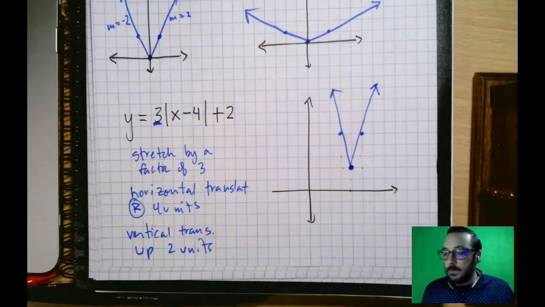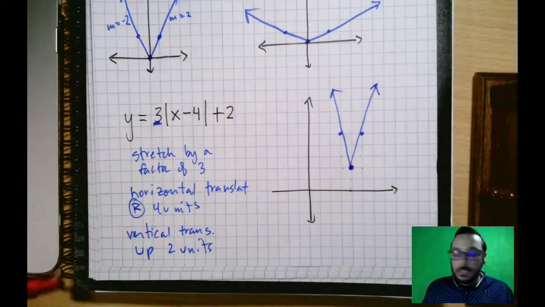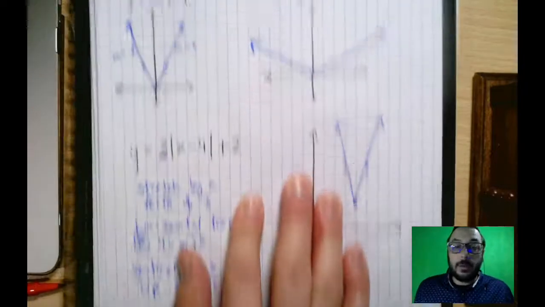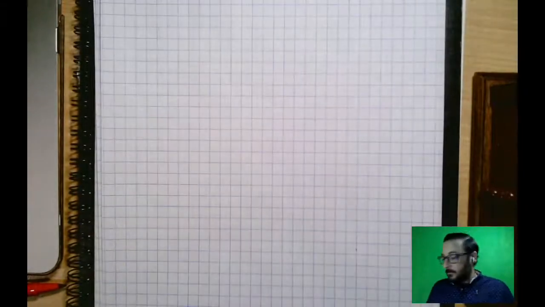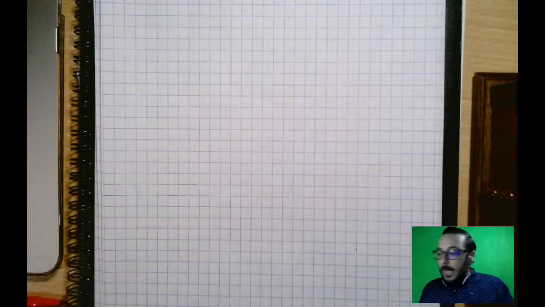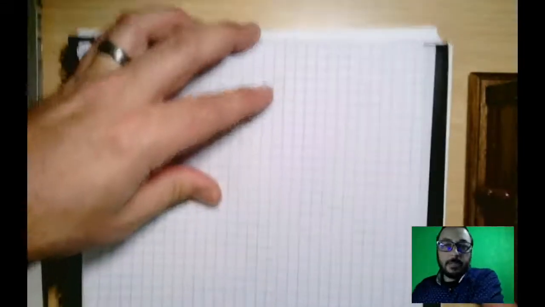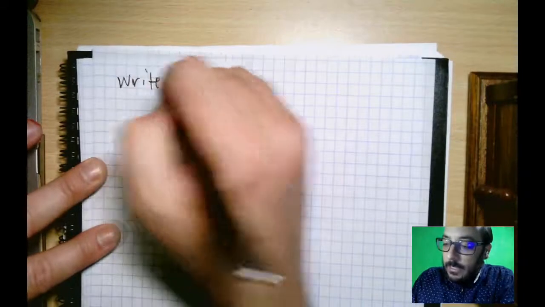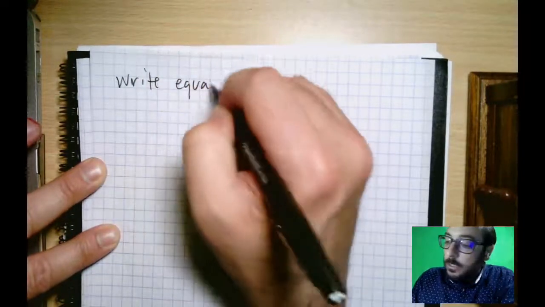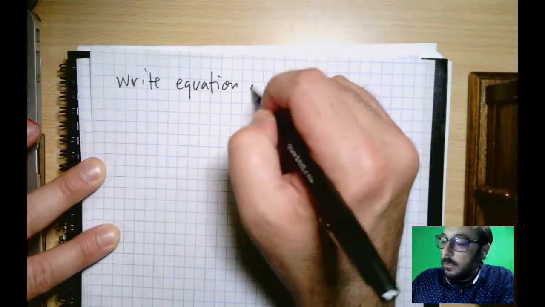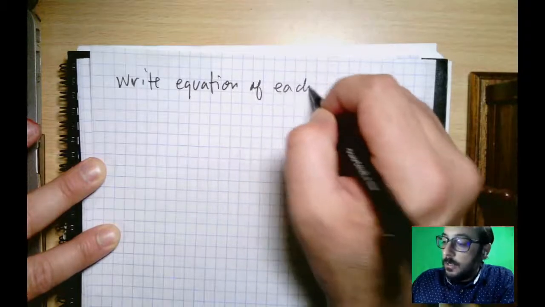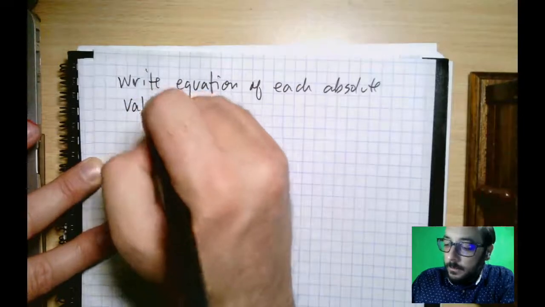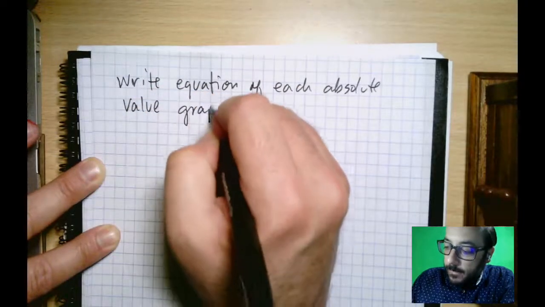Okay, I know I said that was the last one, but I have 2 more, and we're just going to talk about writing an absolute value equation from a graph. Okay, last 2 of the day, I promise. So we're going to write the equation of each absolute value graph.